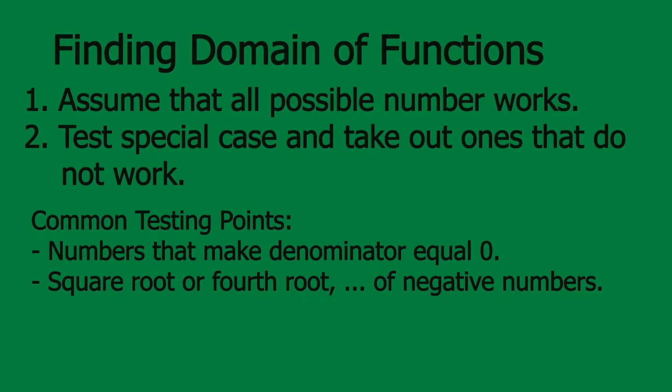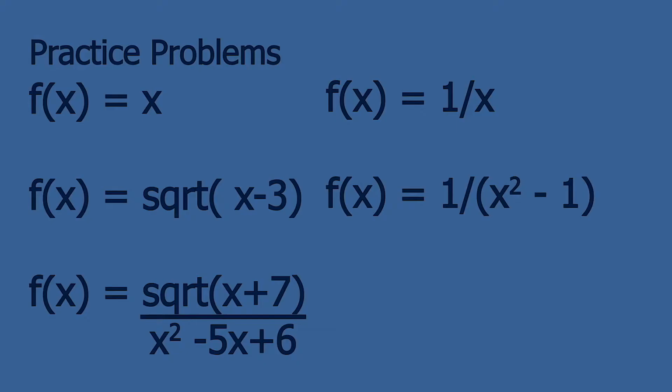Now, some common ones to pay attention to: if the function is written as a fraction, any number that would result in the denominator being 0, take those numbers out. If it's a square root, a fourth root, a sixth root, any of those, if you find a number that would make the square root, the fourth root, or the sixth root, or any of that negative, those numbers don't work. You're going to take those numbers out as well.